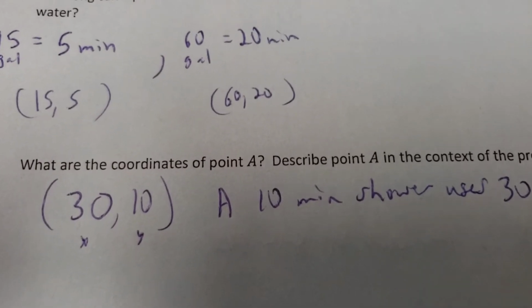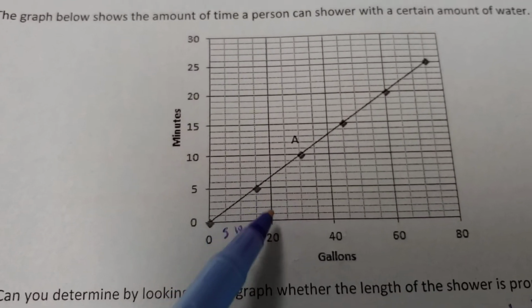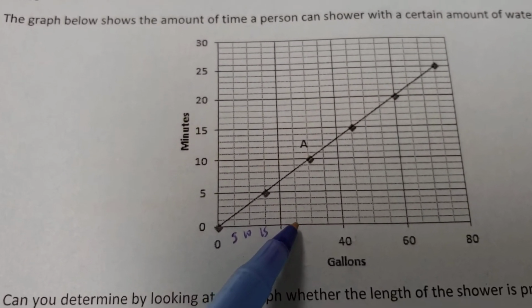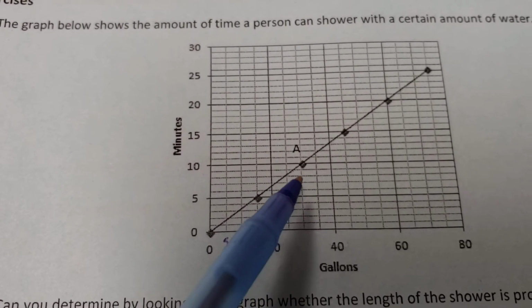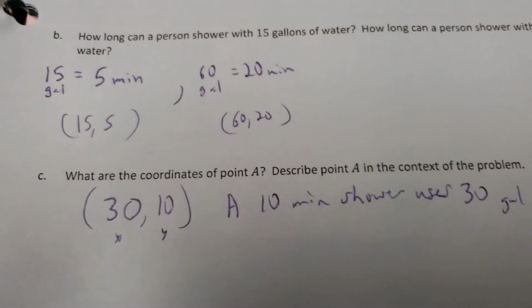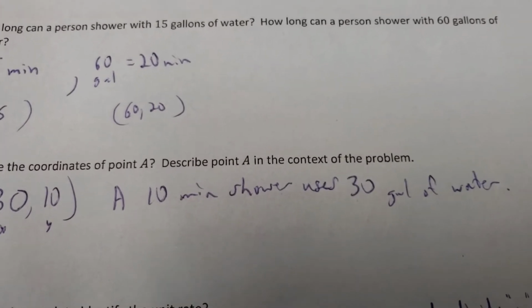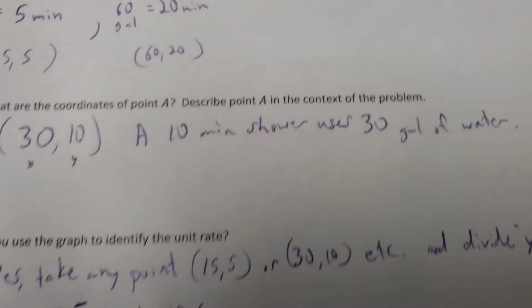What are the coordinates of point A? Well, look back up here, we find point A, and since these go by 5s across the bottom, 25, 30, and the 30 climbs all the way up to the 10-minute mark. So 30, 10. So what's that mean? A 10-minute shower uses 30 gallons of water.